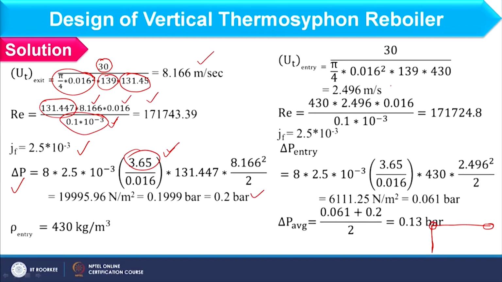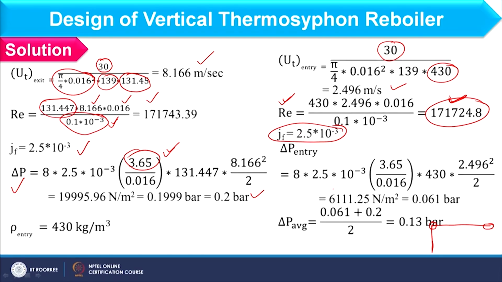So, if you see, velocity is like 2.497, where total feed is 30. However, density I am considering as that of liquid. Okay. And Reynolds number you can find out, which is same as we have calculated for entry condition, and the reason is very simple, that here we have density of the liquid and accordingly velocity of the liquid changes, right. So, Reynolds number is same. So, JF factor is also same.